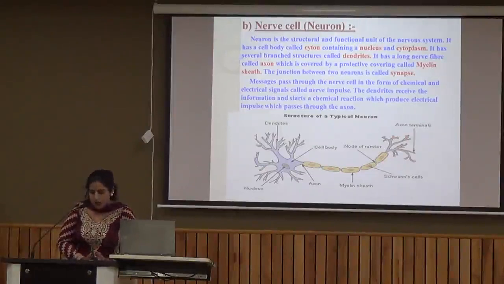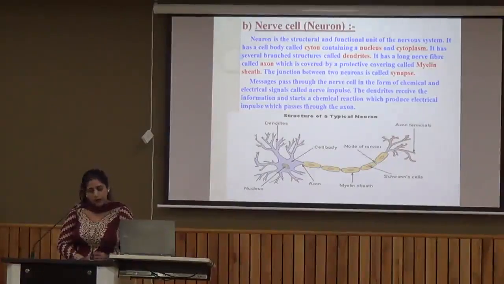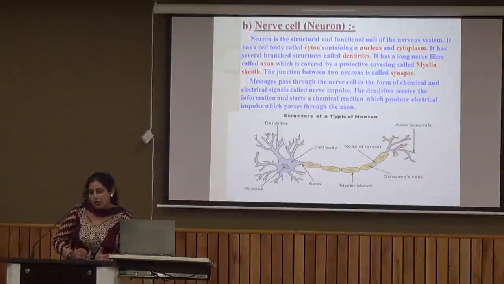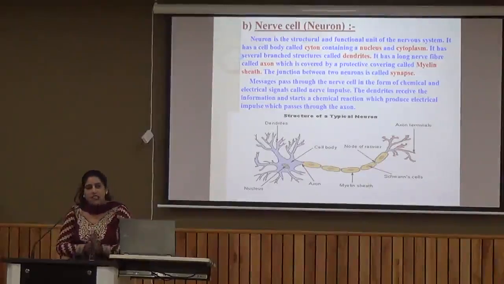Now how it works? The main point is that your axon is a long nerve fiber responsible for transferring the signal, but it is getting protection from the myelin sheath. Now the junction between two neurons, junction means when the first neuron is connected to another neuron, there is one gap. That gap is called synapse.